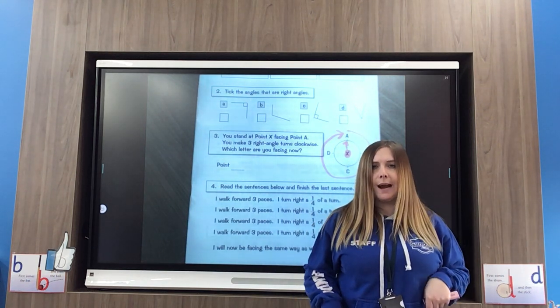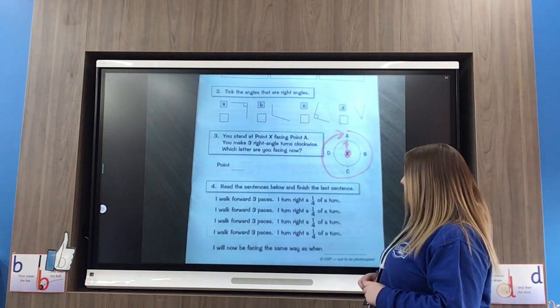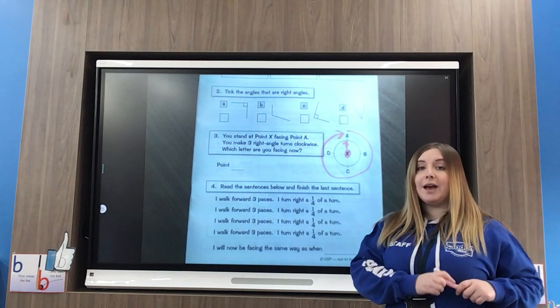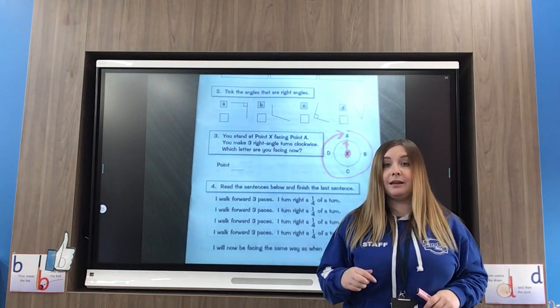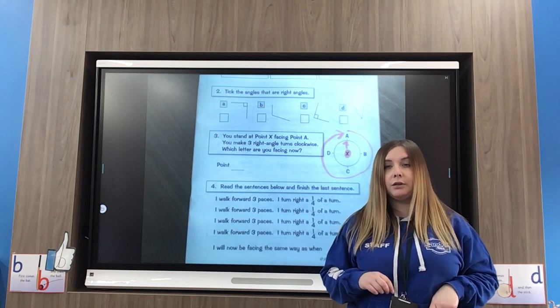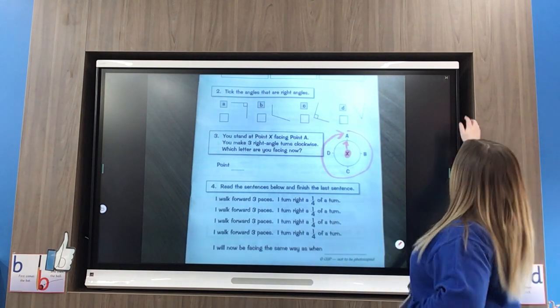So think about where I am now after I've just made those movements. I will now be facing the same way as when I started. Where did I start? Brilliant, thank you, Year 4.